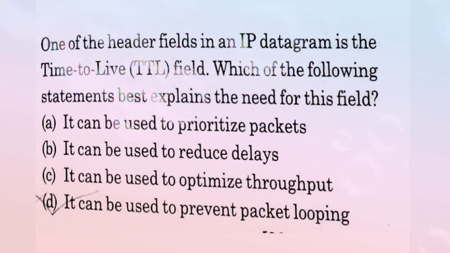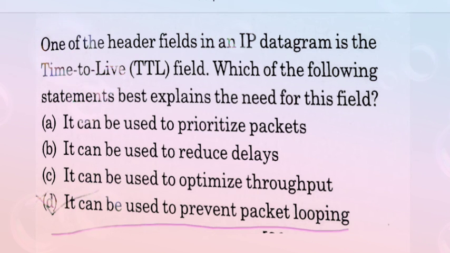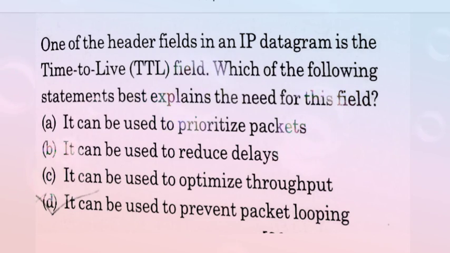One of the header fields in the IP datagram is the time to live field, TTL. Which of the following statements best explains the need for this field? This question is repeated, and we know the answer very well: it is used to prevent packet looping. So option D is the correct answer. TTL is used to prevent the packet looping. You should remember this point, which is most important for you. Okay, next question.